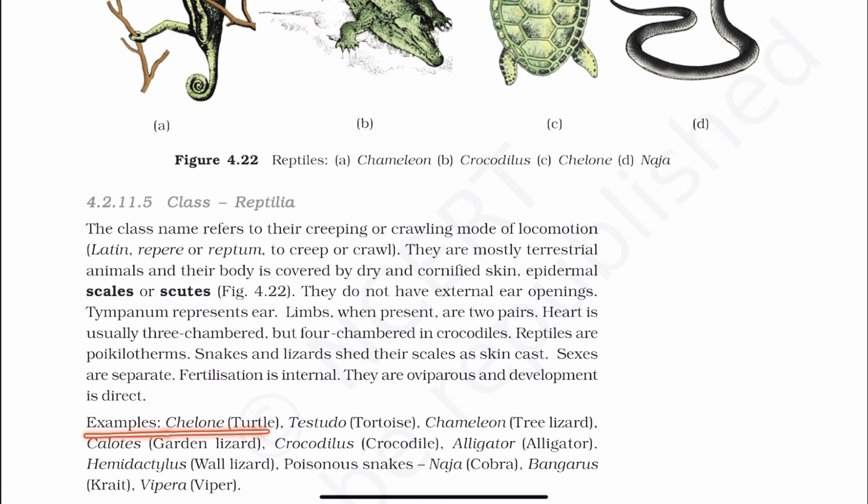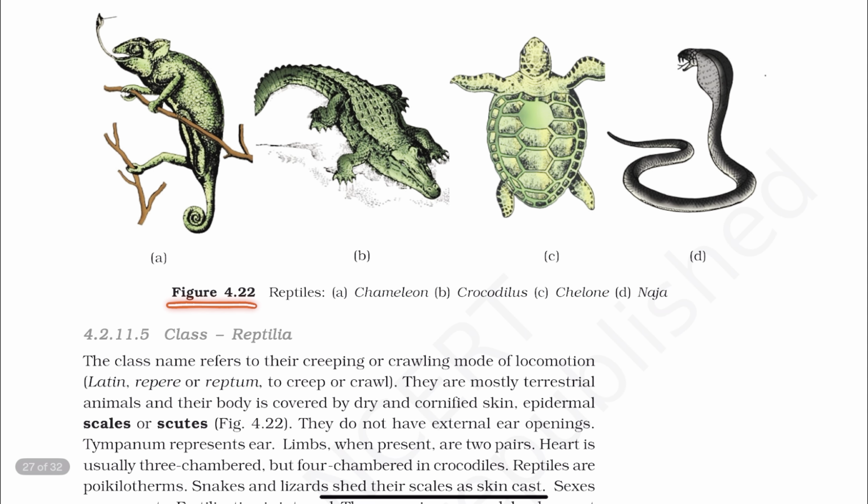Examples: Chelone, turtle, Testudo, tortoise, Chameleon, tree lizard, Calotes, garden lizard, Crocodilus, crocodile, Alligator, alligator, Hemidactylus, wall lizard; poisonous snakes, Naja, cobra, Bungarus, krait, Vipera, viper. Figure 4.22 Reptiles: A. Chameleon, B. Crocodilus, C. Chelone, D. Naja.